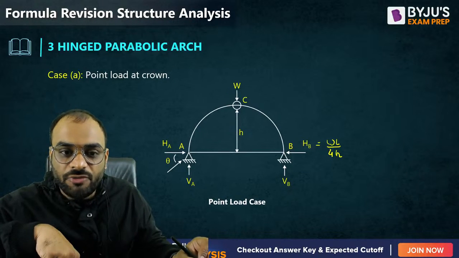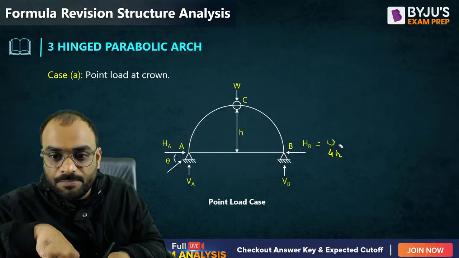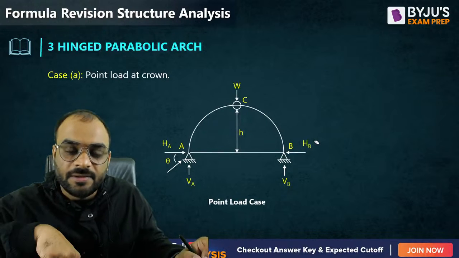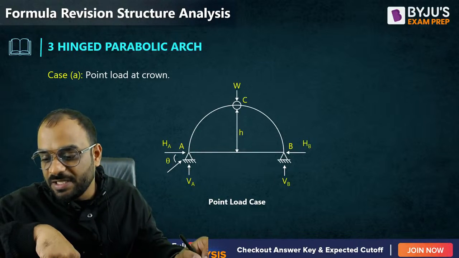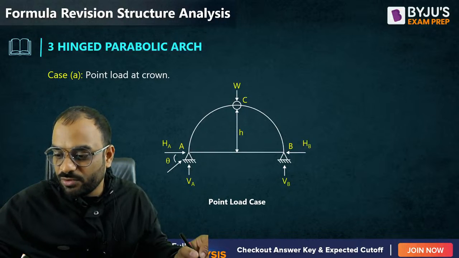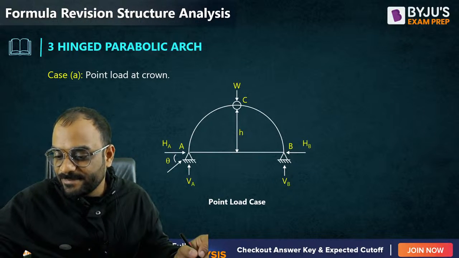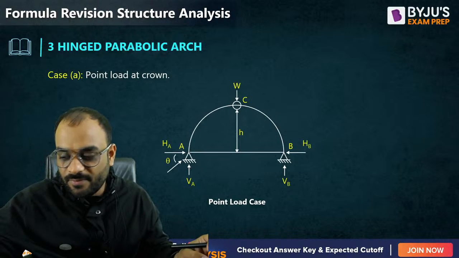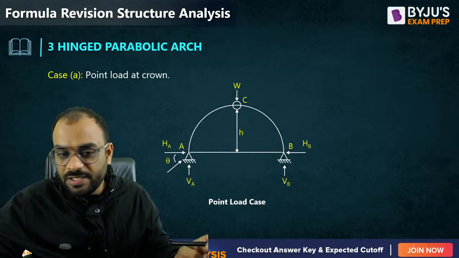Tell me guys, what will be the value of horizontal thrust when you have a point load on a 3D hinge parabolic arch? Tell me guys, PL by 4H or PL by 8H. प्लीज राइट डाउन, क्योंकि मैं ही काफी देर से बोल रहा हूं, आप भी बोलिए भाई. Please write down quickly.